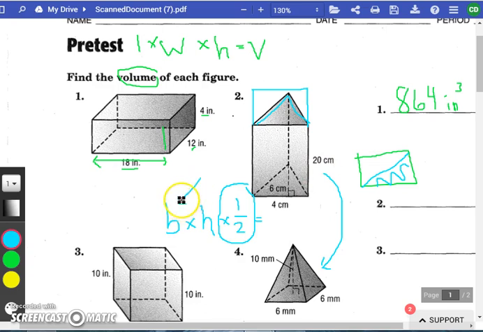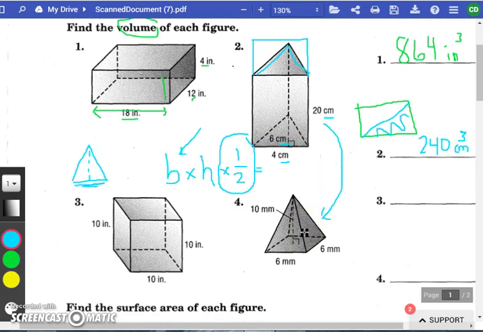Also, I want you to understand that B, when I think of B, I think of bottom. So take a look at this. This is a two-dimensional triangle, but I think of the bottom. And then height, once again, how tall something is. And in that case, base times height times half. And you should get 240 centimeters cubed. Okay, why cubed? Well, because you're multiplying centimeters times centimeters times centimeters, and that's centimeters to the third power.